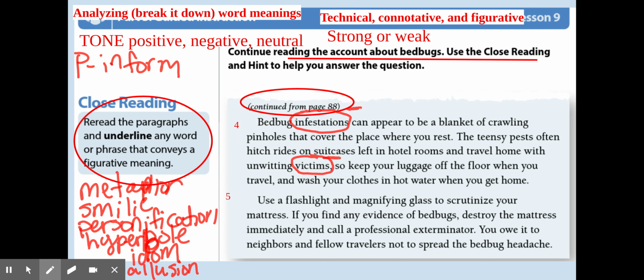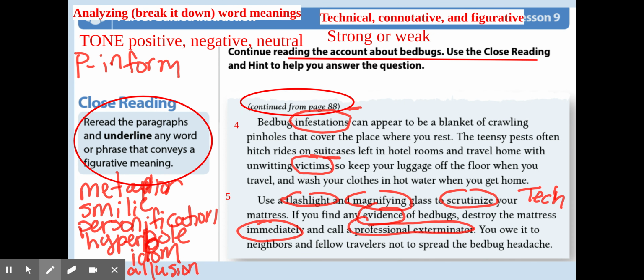Also down here, using a flashlight and a magnifying glass, and then also to scrutinize. That's very technical language. We're trying to get across technical information, even though we're talking about bed bugs. Even right here with evidence. And then immediately call the professional exterminator. We're trying to make sure that entire paragraph seems very technical and very informative, trying to get you to do something and make sure you have information.